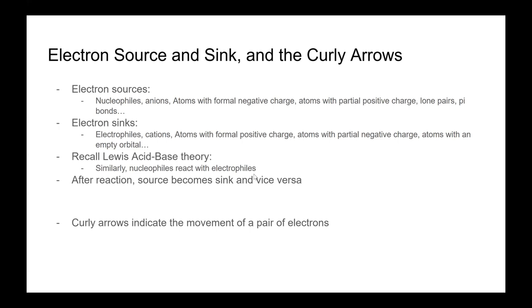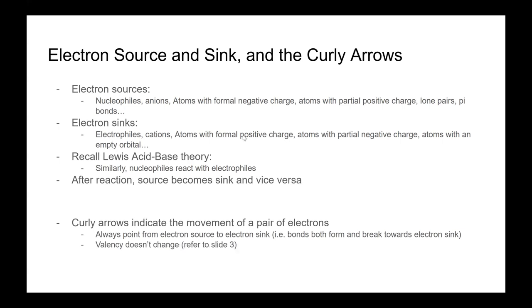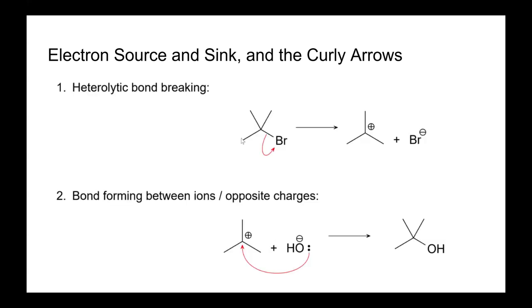So curly arrows indicate the movement of pairs of electrons. So they always point from electron source to electron sink. So bonds both form and break towards electron sinks. And the valency typically doesn't change. And you can refer to slide 3 for some typical valencies of atoms we deal with in organic chemistry.